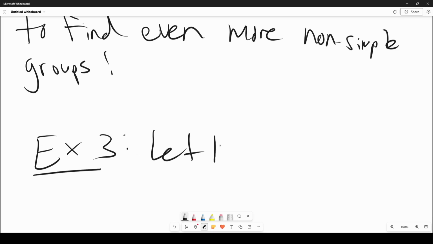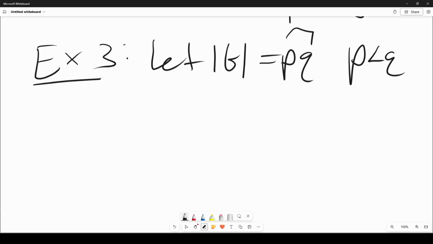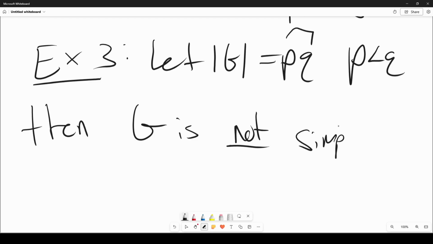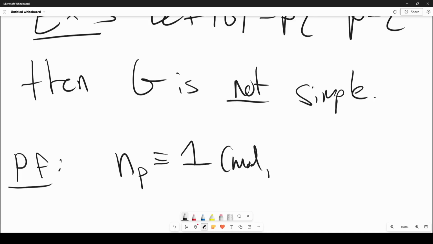So let the order of G equal P times Q, where P and Q are primes, and P is less than Q. Then I want you to prove that G is not simple. Proof. So we're going to find that N_P is going to be 1 mod P. So there's 1 mod P Sylow subgroups.